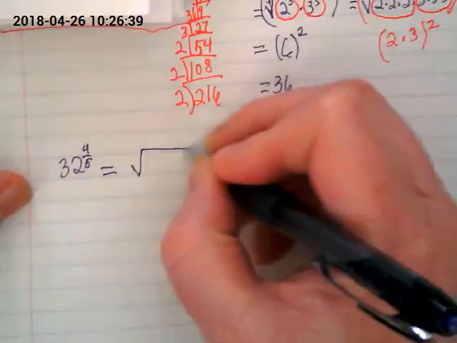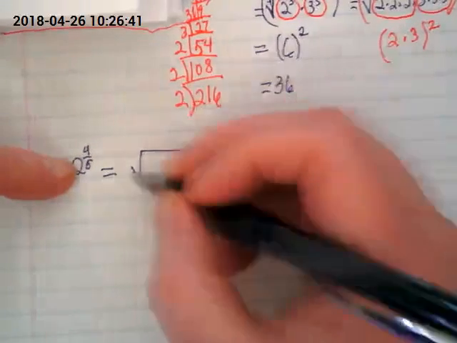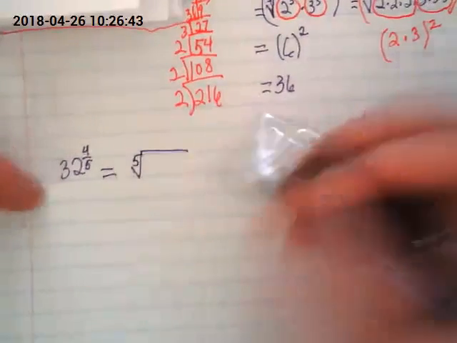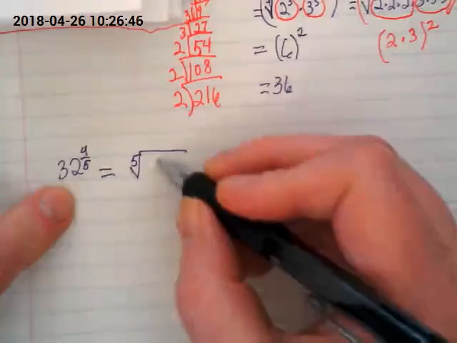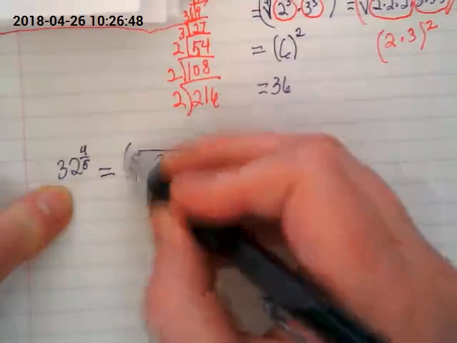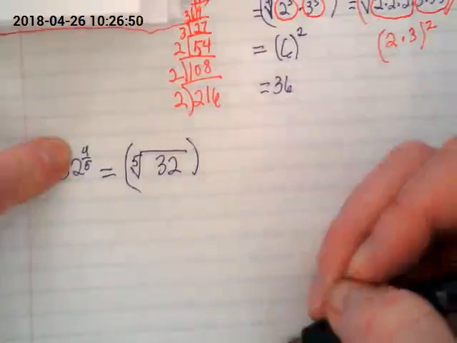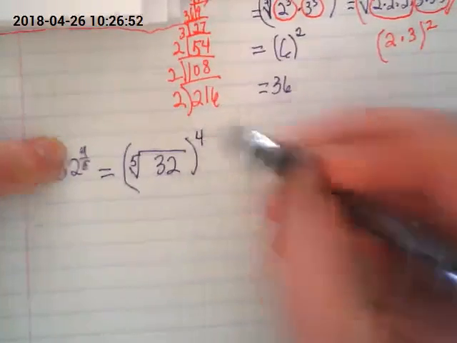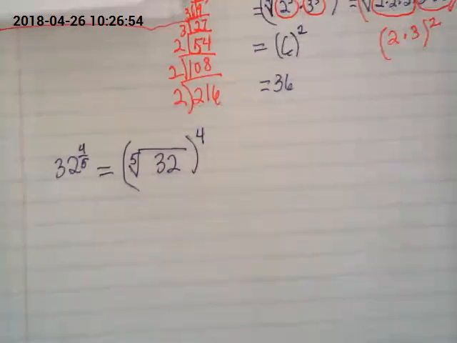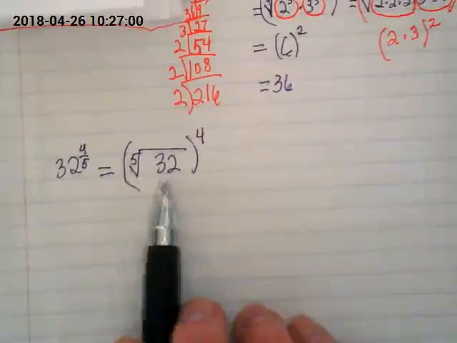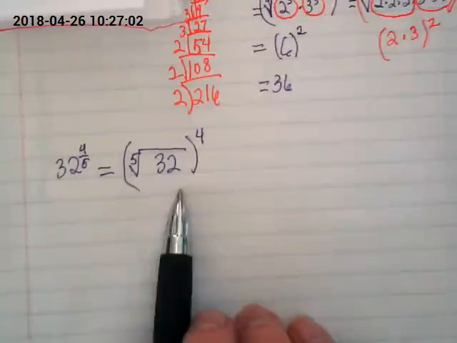The denominator of the exponent is what? The index. It's 5. What's going to be the radicand? 32. And then I put parentheses around the whole thing and raise it to what power? The 4th power. Everything inside the parentheses has to happen first. That 4, we're going to deal with at the very end, okay? Right. First thing I want to do, prime factorization of 32.